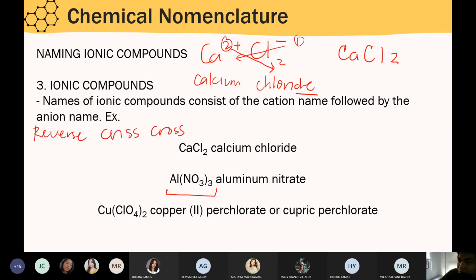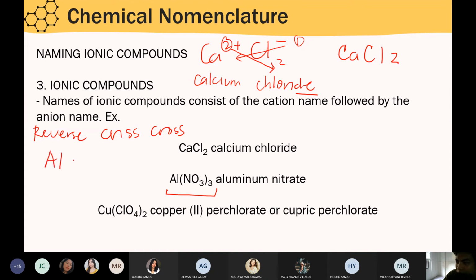Okay, so when you do the crisscross, you bring down the charges, right? To make it the subscript. When I say reverse crisscross, what we do here is that the subscripts will be raised to the exponent part, okay? So instead of bringing them down, you have to raise them to be the charges, okay? So that's what we will do. So what are the ions that we have here?